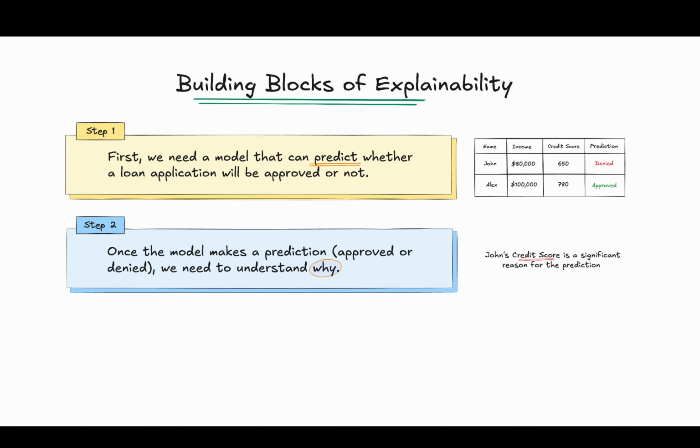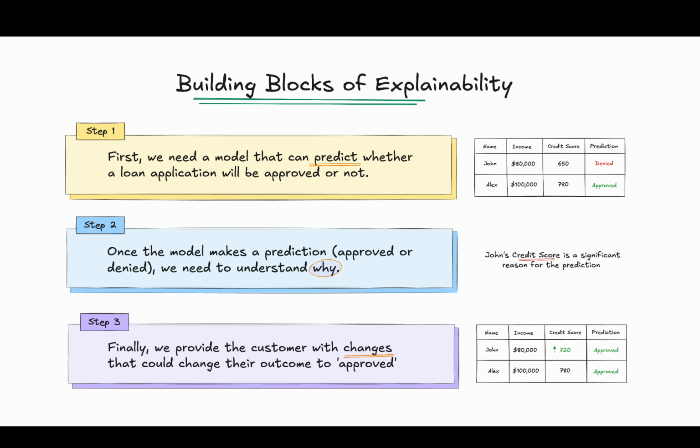Step 2. Now once the model makes the prediction, we need to understand why. Why did the model deny John's loan? This is where explainability really starts to matter, and we'll dive deeper into this in the next video in the series.